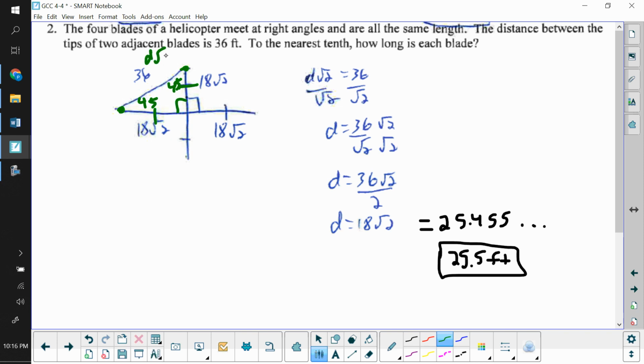This one should be d square root of 2. So set up 36 equals d square root of 2. We'll work to get d by itself. Eventually we get d is 18 square root of 2. So that would be each of the helicopter blade lengths, and they want it to the nearest tenth. So when you type in 18 square root of 2, we get 25.5 feet.